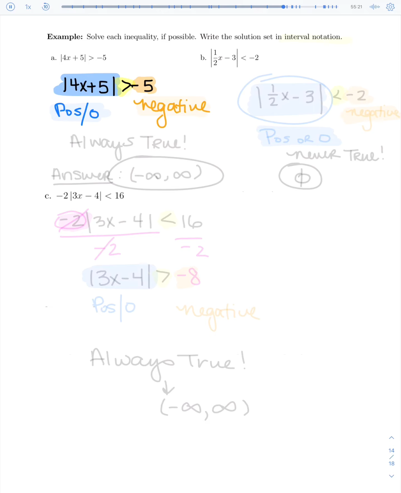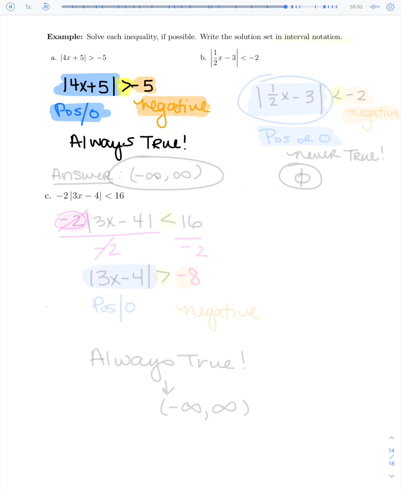So let's translate this into a sentence. We are saying that something positive or 0 is greater than or bigger than a negative. Well, this one's different. That's always true. What this means is no matter what x value you choose, every one of them is going to work. So how do we write out an answer like that?